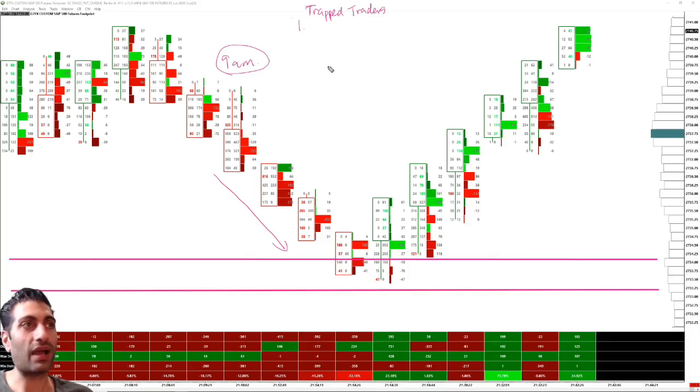Okay, so I guess what I'm getting to is, how do we define trapped traders? Well, it's heavy negative delta, isn't it? Because remember what delta is? It is buyers minus sellers. So if it's very negative, there's more sellers. So that's what we said we were looking for. Essentially what I want to see is heavy negative delta. You can see it there.